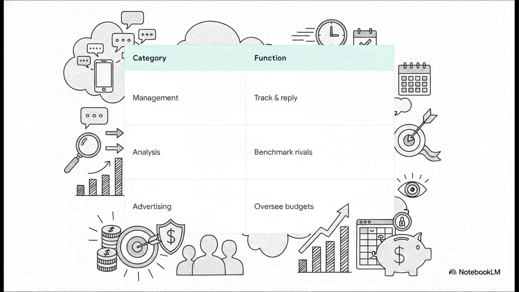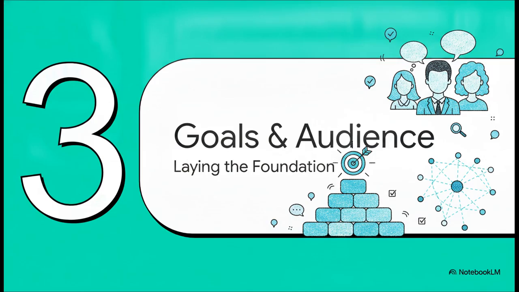Second, competitor analysis tools let you see exactly what rival brands are doing so you can easily benchmark your own performance. And third, advertising and promotion tools. These are absolutely essential for setting up, targeting, and overseeing those sponsored ad budgets so you don't waste a single penny. Step 3. Goals and target audience, laying the foundation.